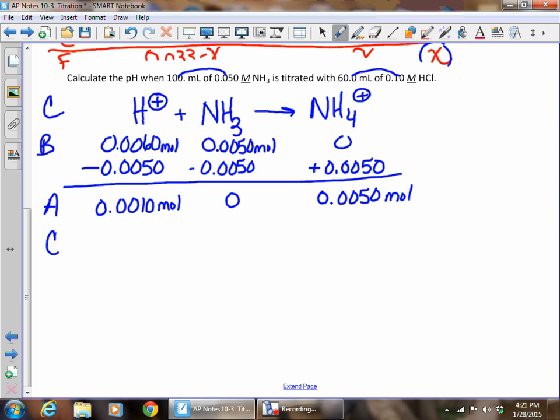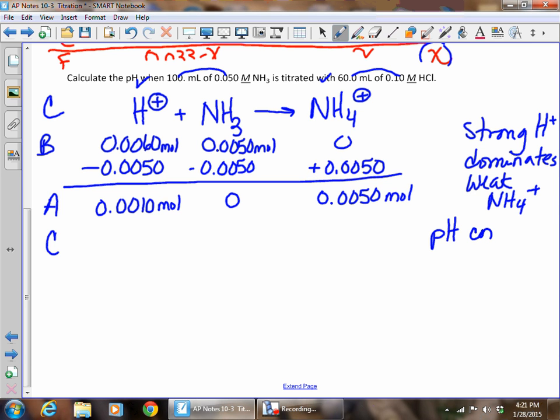Now all we have left in the system is a very, very strong acid, the H plus over here, and a very, very weak acid, the NH4 plus. Remember, the strong H plus totally dominates the NH4 plus. The pH is going to come only from that H plus calculation, that H plus concentration that we're going to have. The strong H plus dominates the weak NH4 plus. pH comes from strong H plus concentration only.